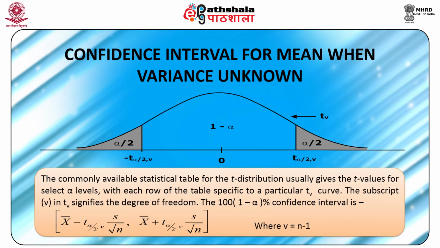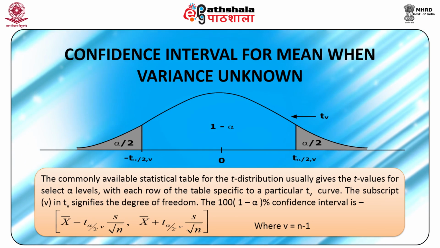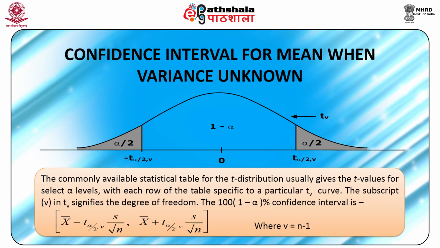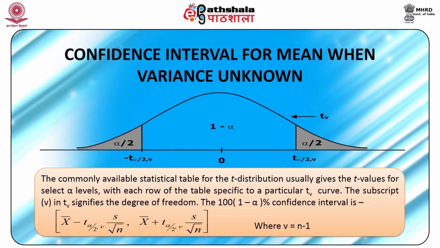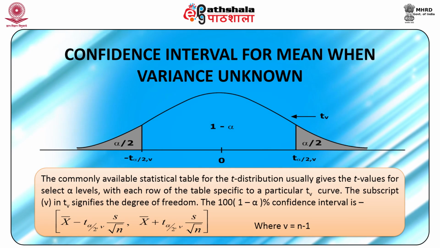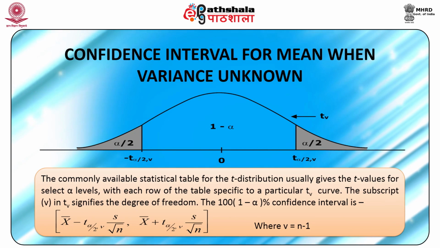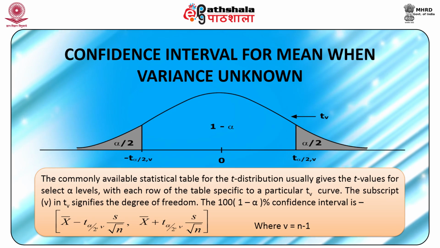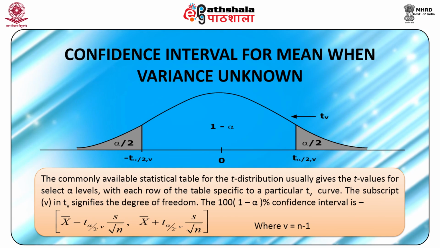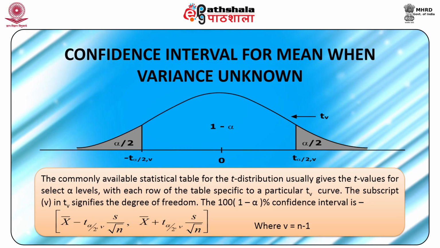The 100 × (1 minus alpha) percent confidence interval in that case is x bar minus z alpha by 2 into s upon root n, and x bar plus z alpha by 2 into s upon root n, where the population variance sigma square is estimated from the sample data as small s square. Similarly, the population standard deviation sigma is estimated by the sample standard deviation s. However, if the sample is small, then we have to use the t distribution.